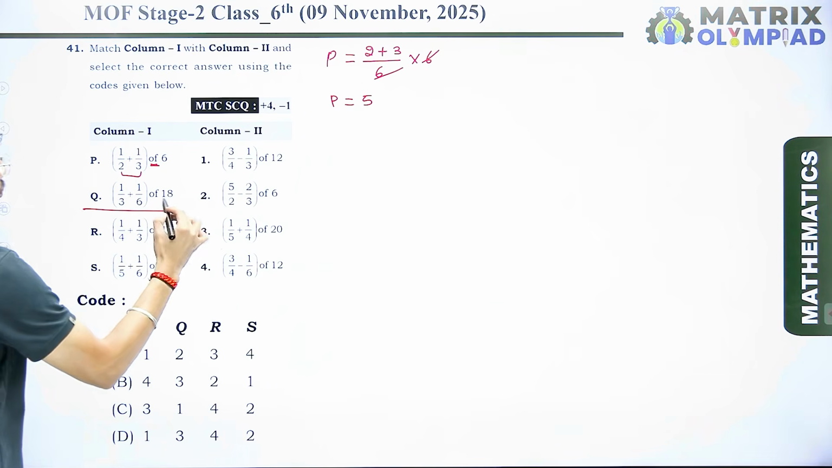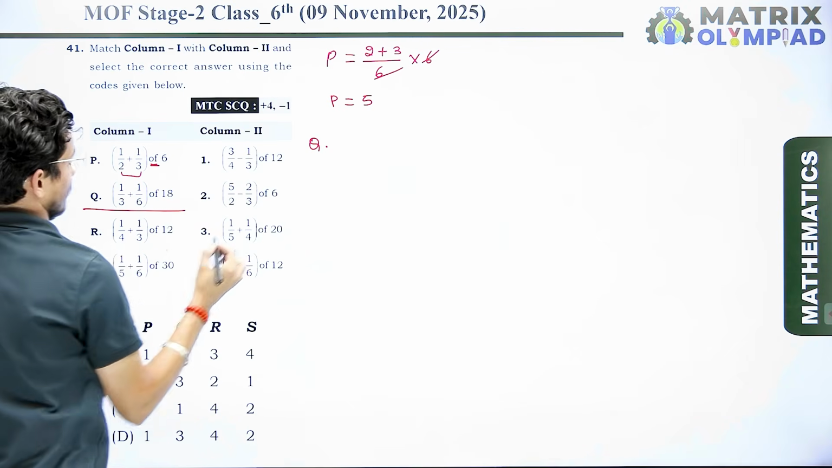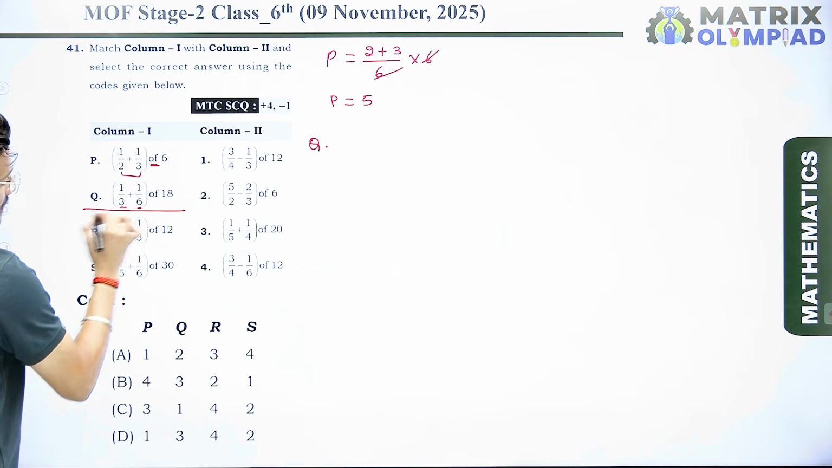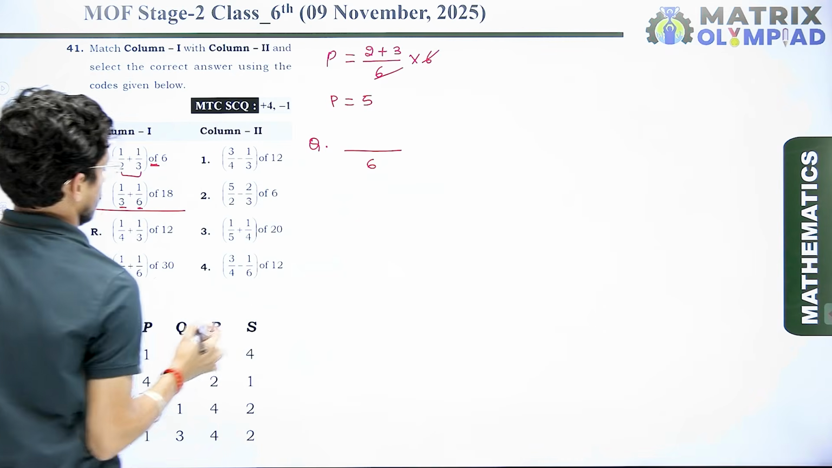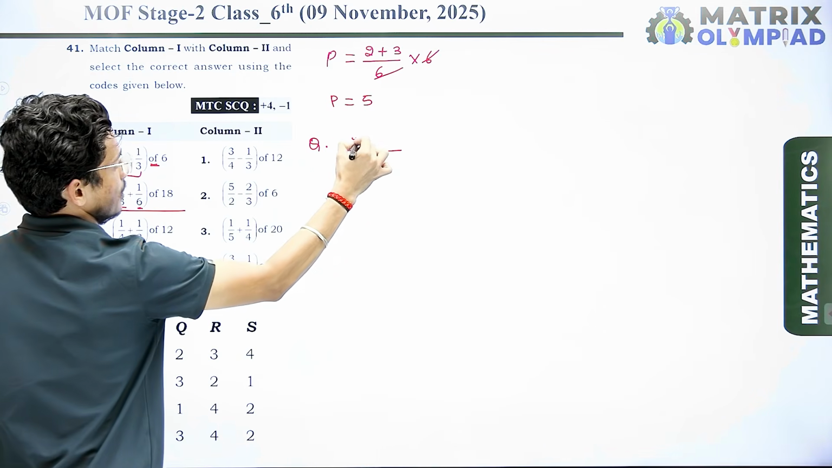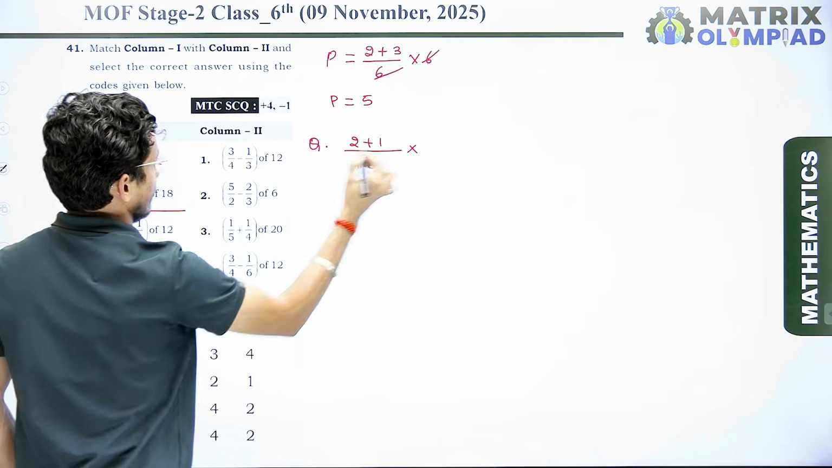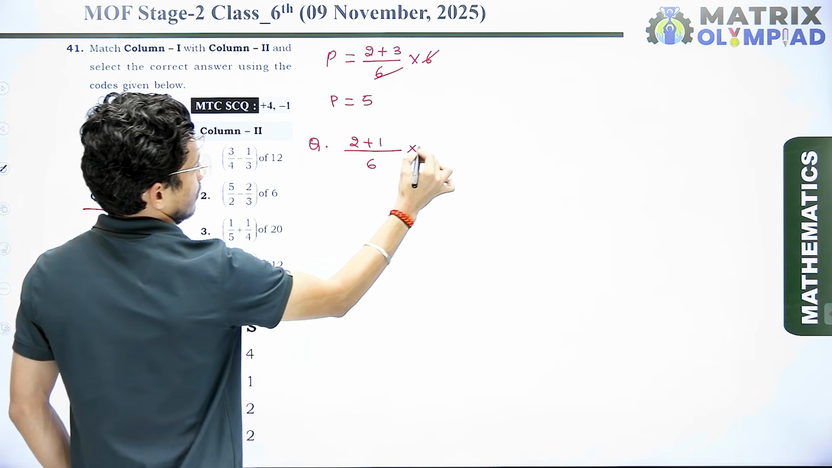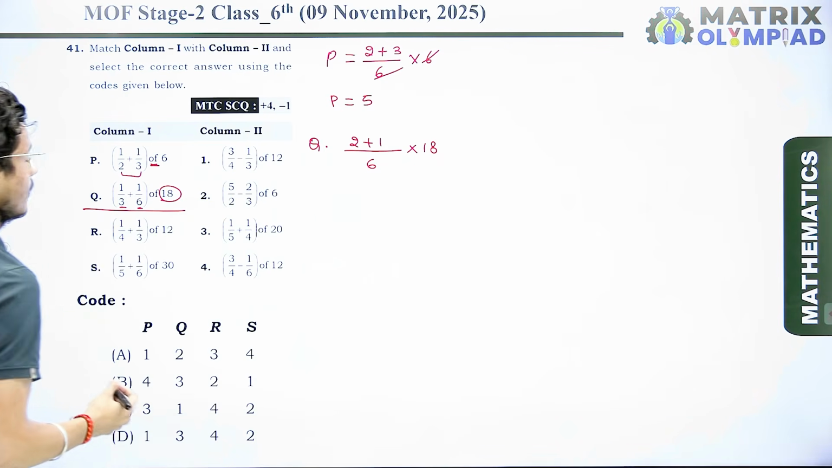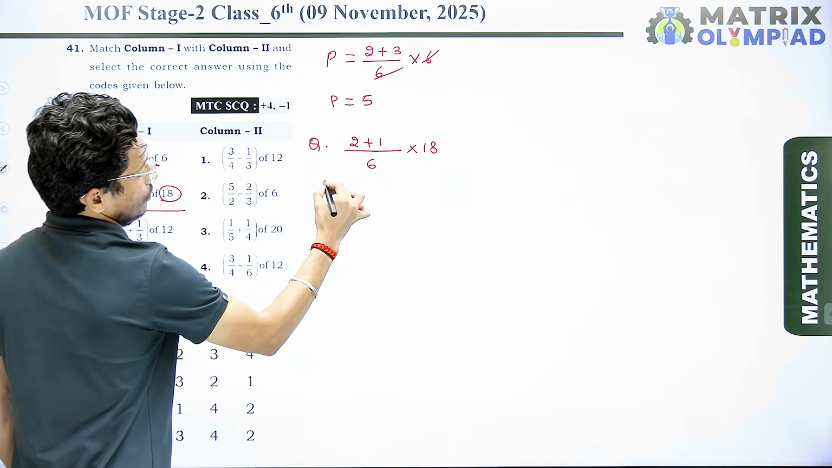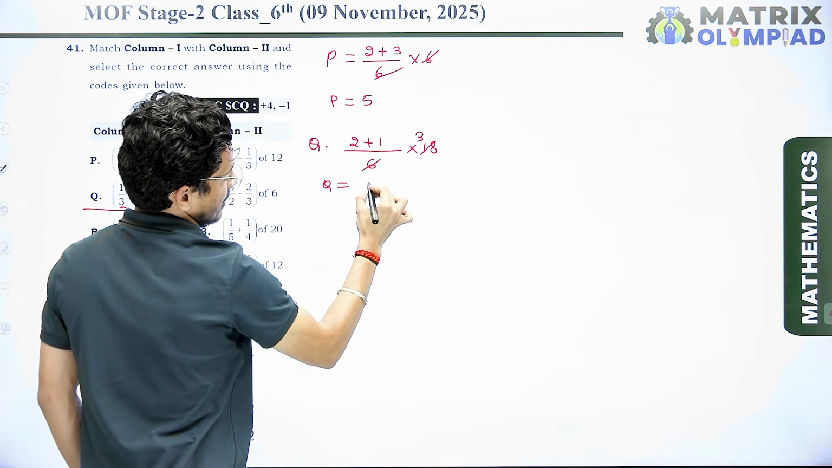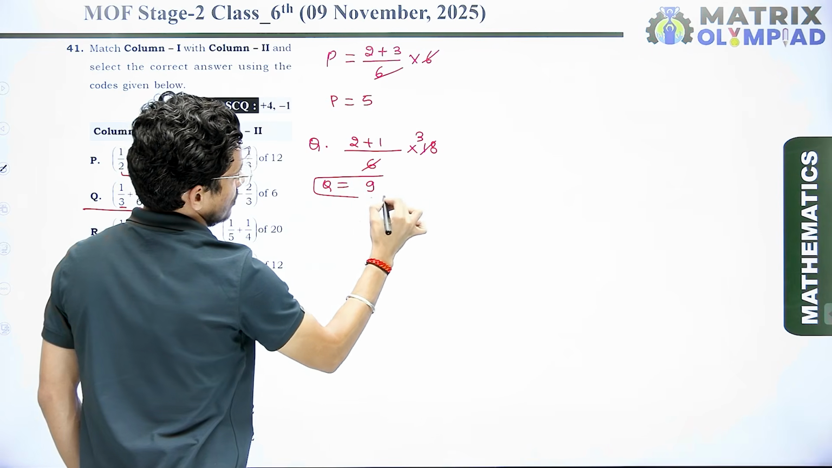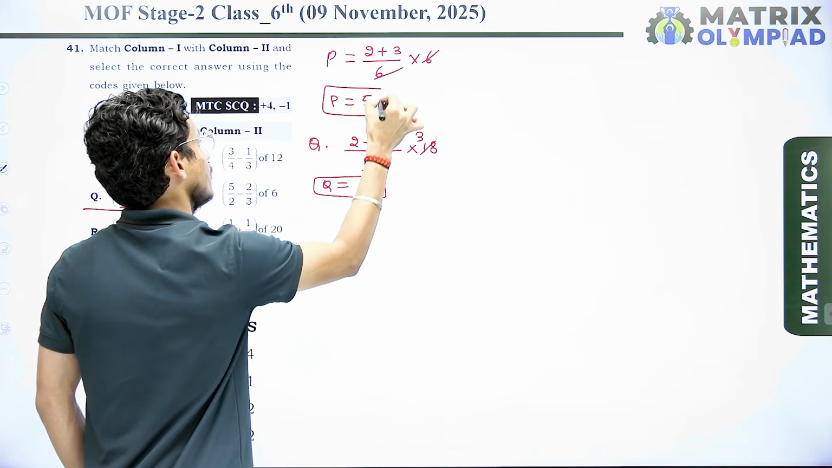Now if I talk about the Q, that is the LCM of 3 and 6, here we get 6, and I can write 3 to just 6. So 2 plus 1 multiplied by, here we get 18. Okay, so I can write here Q is equal to 6 1s are 6, 6 3s are 18, and 2 plus 1 3, 3 multiplied by 3 is 9. So the value of Q is equal to 9 and the value of P is equal to 5.